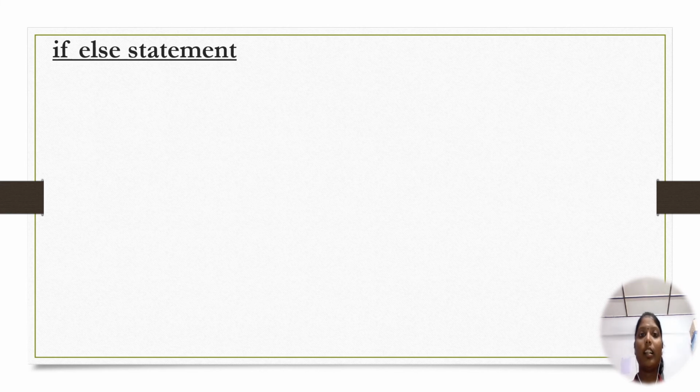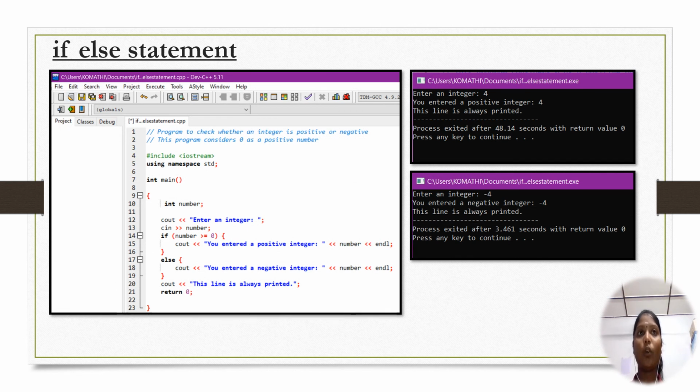The next statement we are going to see is the if else statement, and these are the coding of the if else statement and the output. Okay, this will tell how the program checks whether an integer is positive or negative, and also this program considers 0 as a positive number. So you can see in my screenshot I have mentioned this in the comment in line 1 and line 2.